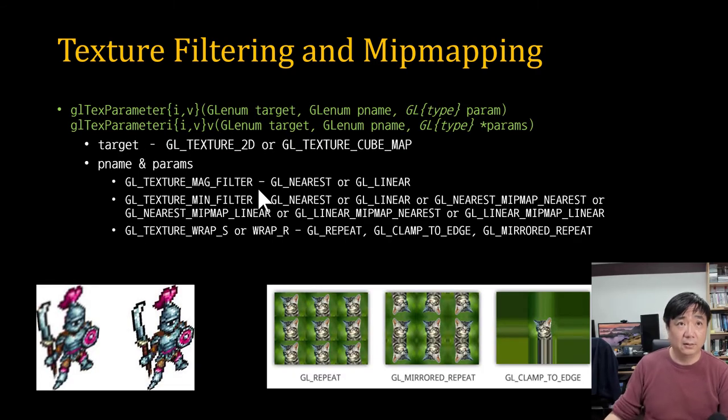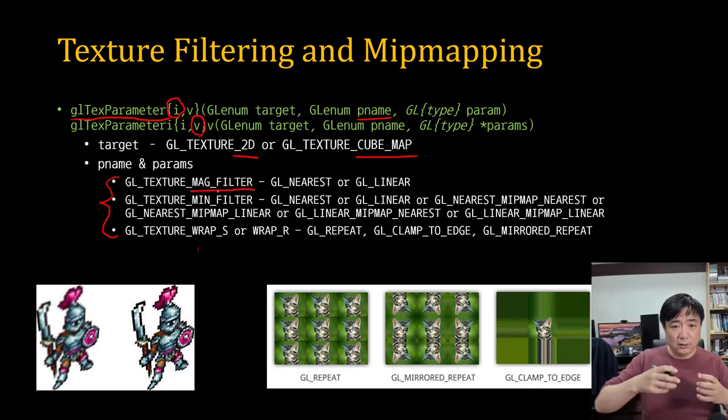Then we need to set the parameters of each texture object. How can you set it? glTexParameteri, where i means integer, and v means vector, and vector means array. If we use glTexParameteri, the first parameter is the target, 2D or cube map, and then the parameter name. There are four parameters. There is the texture magnify filter. When we have to magnify the image, what will we use? We have two choices, nearest or linear.